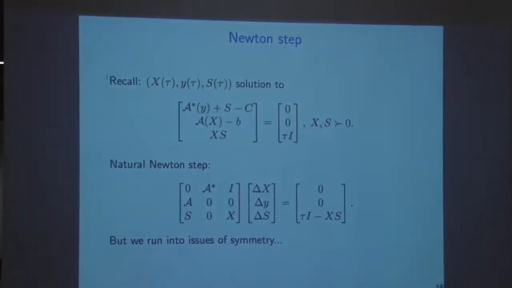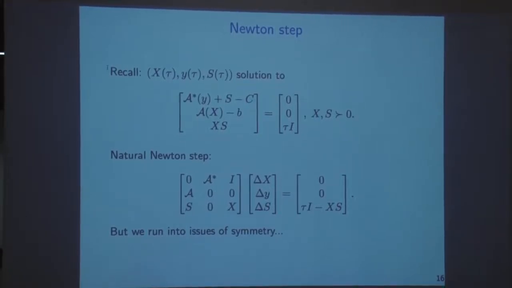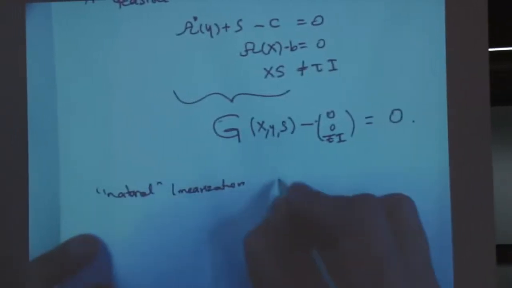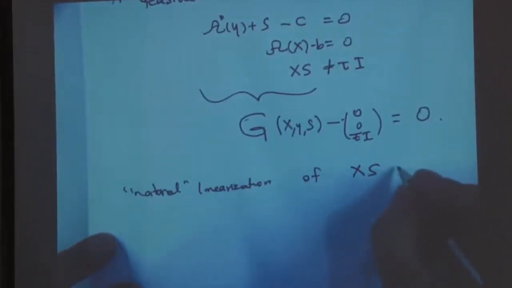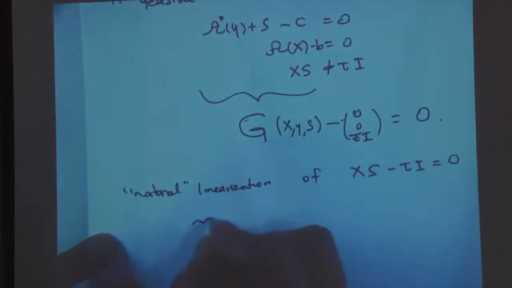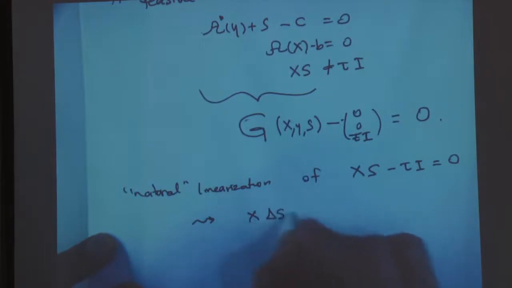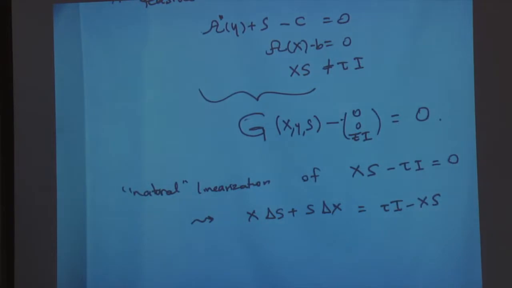So the natural linearization of XS - τI = 0 is X delta s plus S delta x, equal to τI - XS. So this would be the natural one.